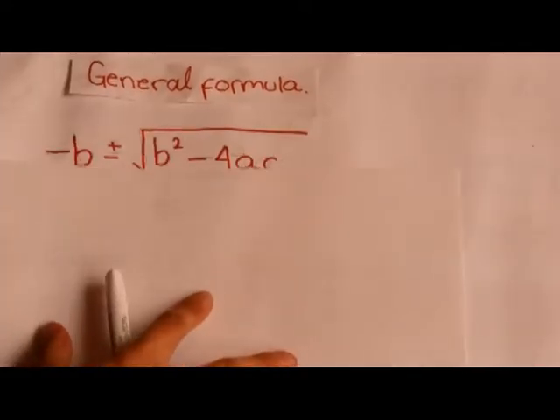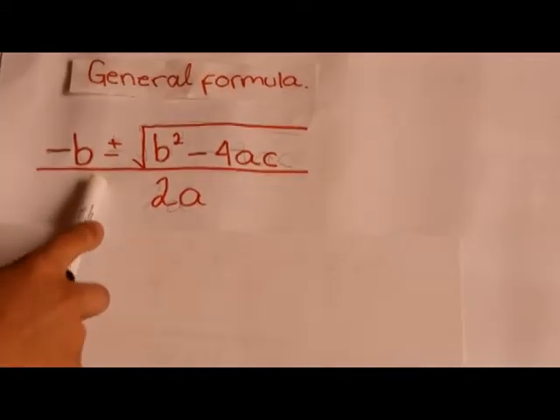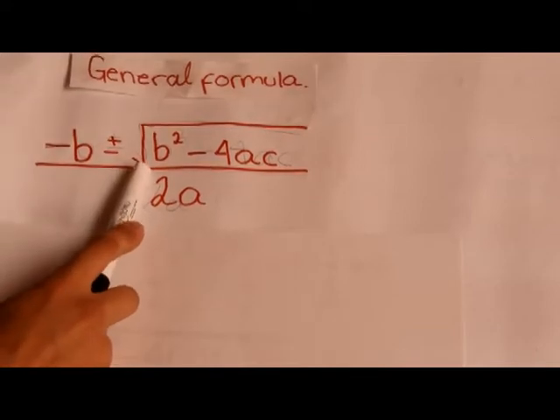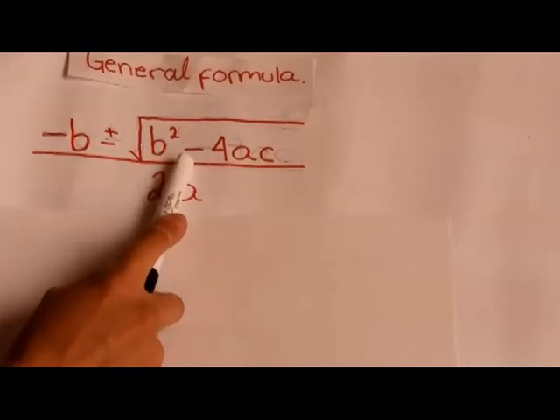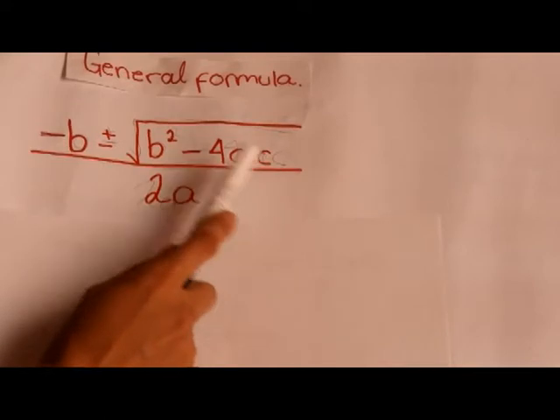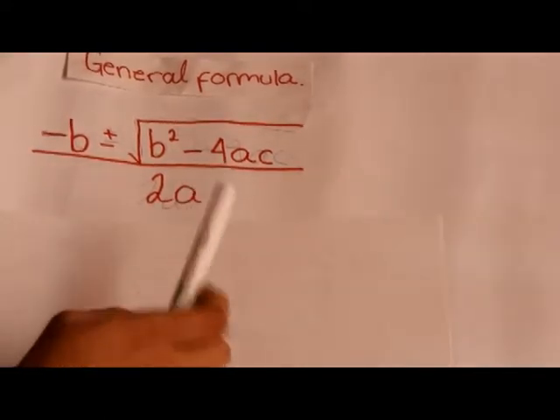The second method to solve a second order equation is by the general formula. We use it when an equation cannot be factorized. The formula is minus b plus or minus the square root of b squared minus 4ac, all between 2a.